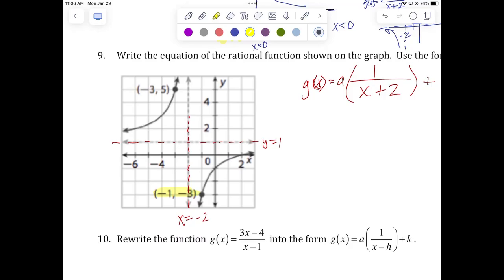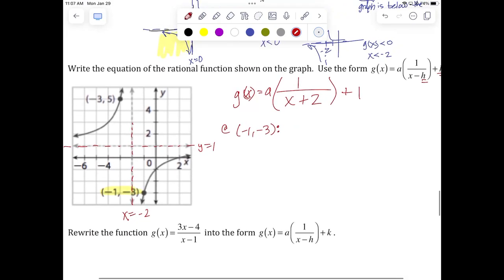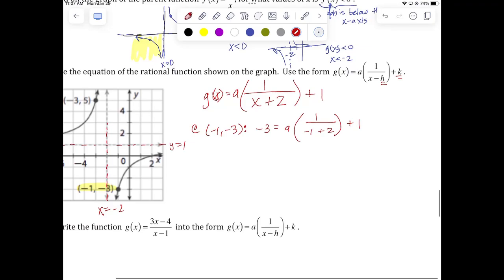Maybe that's why. So remember, when we're using a point for something, we show it. We say at the point -1, -3. That tells me what points you're using. And now we're going to plug it in. So I get g of x is -3. That equals a times 1 over -1 plus 2, plus 1. I just plug it in for x and y, or x and g of x. And now all I got to do is solve for a.